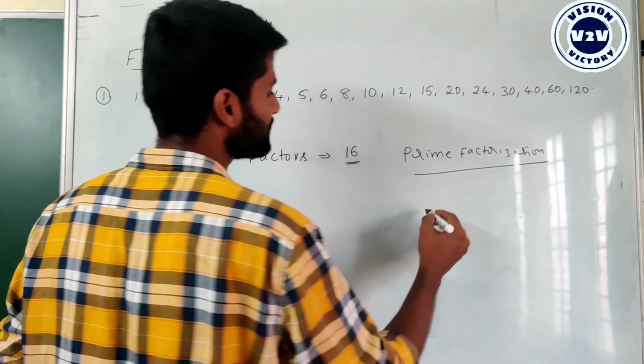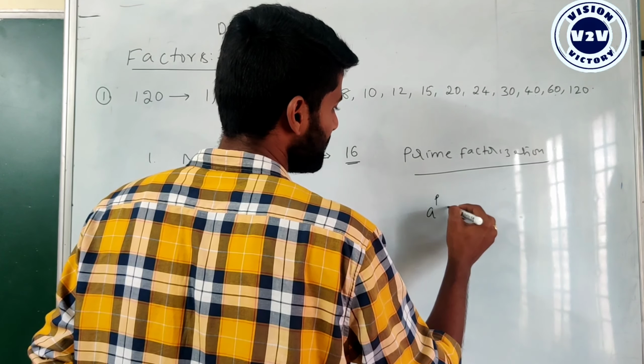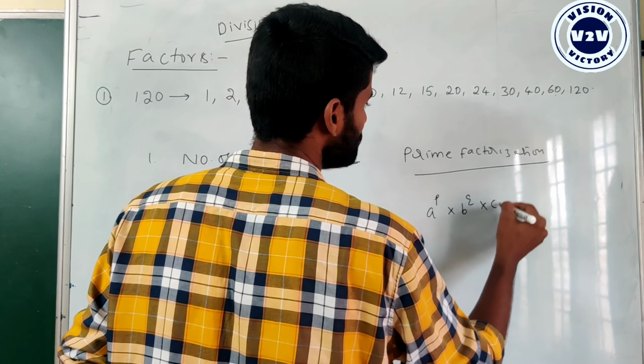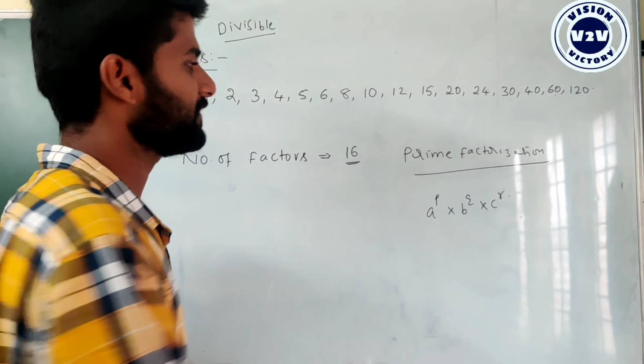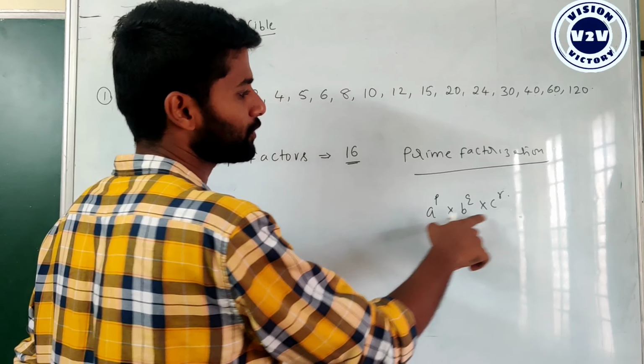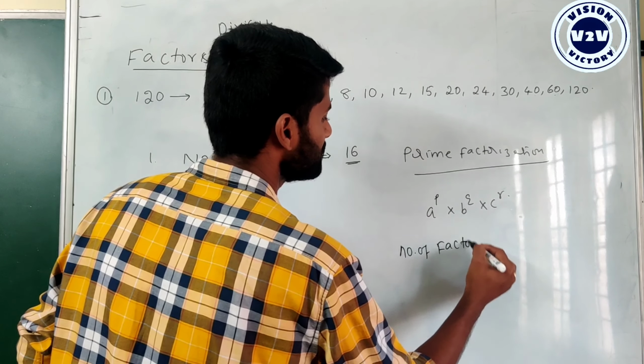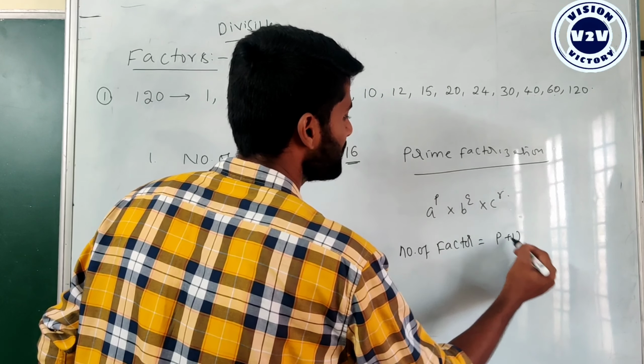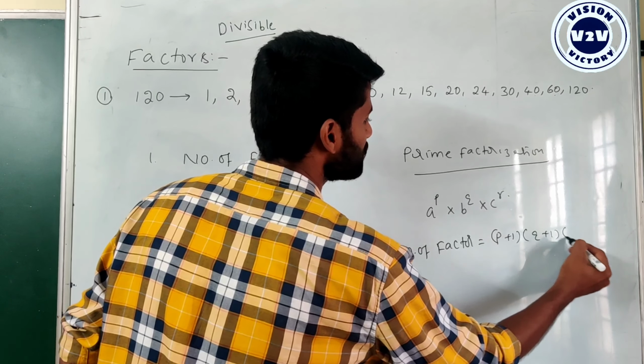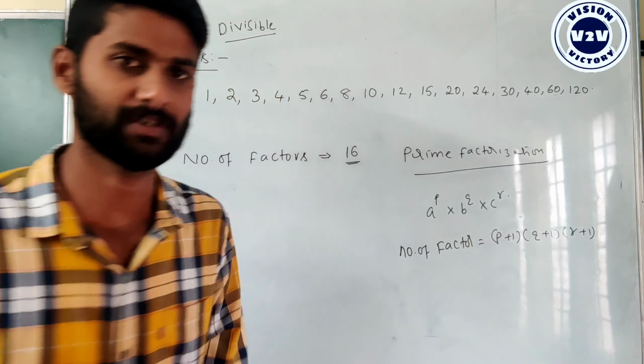Any number in the form of a power p into b power q into c power r, that is, if any number is in the form a^p times b^q times c^r, the number of factors is exactly equal to (p plus 1) into (q plus 1) into (r plus 1). Clear?